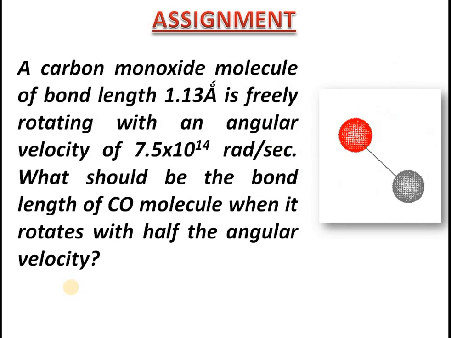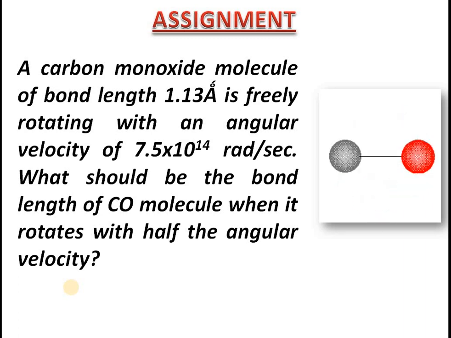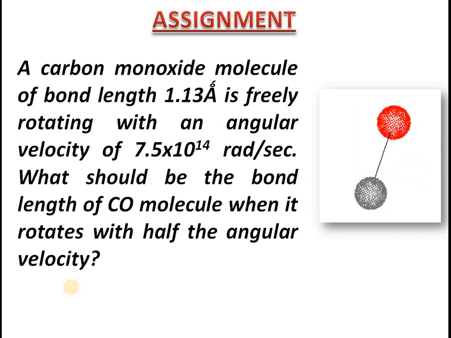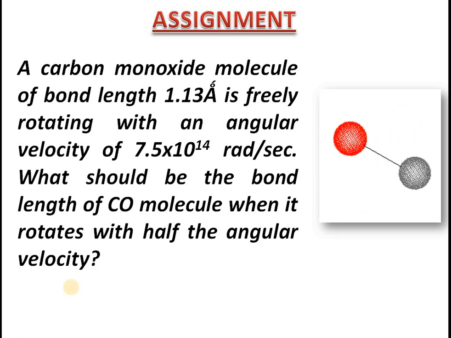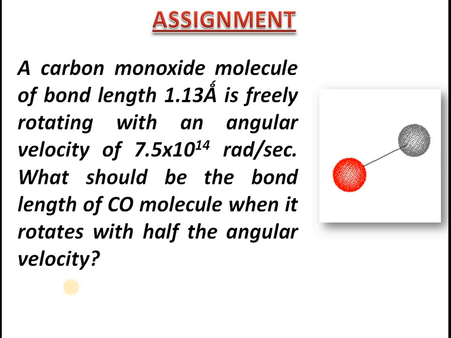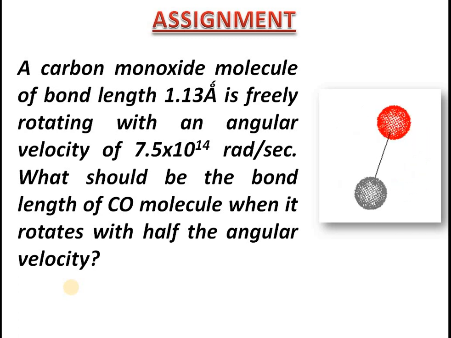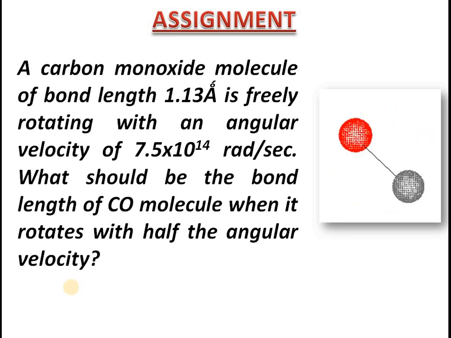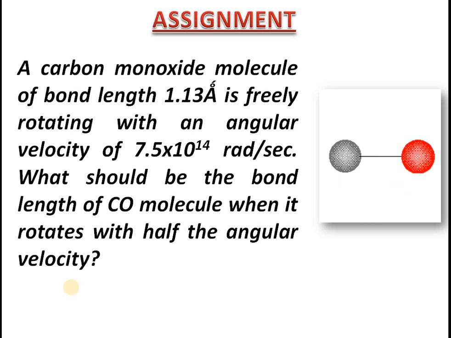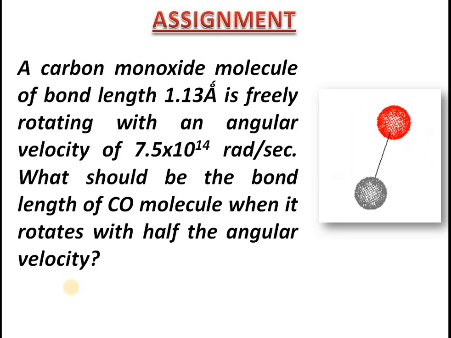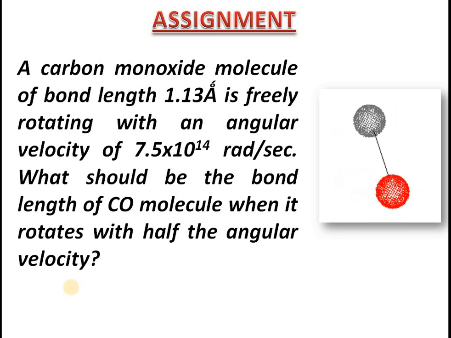A carbon monoxide molecule of bond length 1.13 angstrom is freely rotating with an angular velocity of 7.5 times 10 raised to 14 radian per second. So that is the angular velocity. What should be the bond length of the carbon monoxide molecule when it rotates with half the angular velocity? This problem has its basis in our last slide, where we discussed the relation between radius and angular velocity for constant L. You can make use of that relation and do the problem with utmost enjoyment.